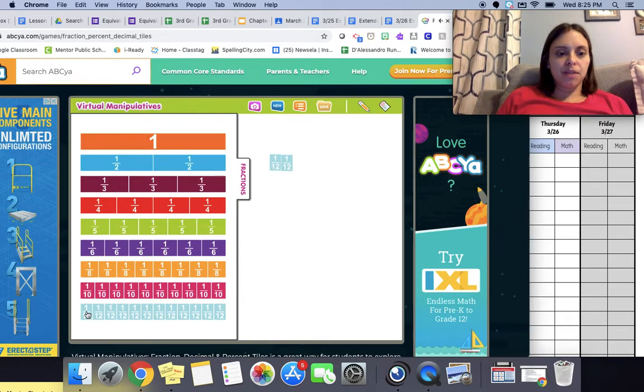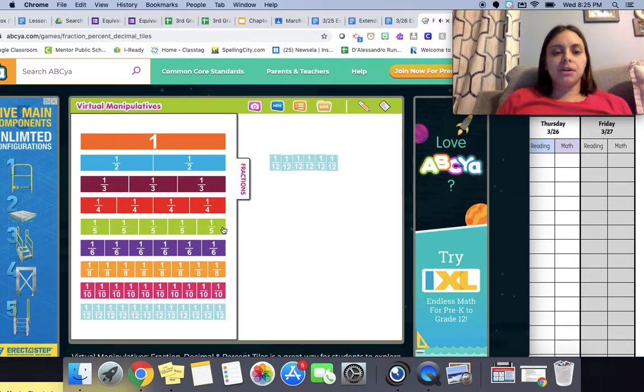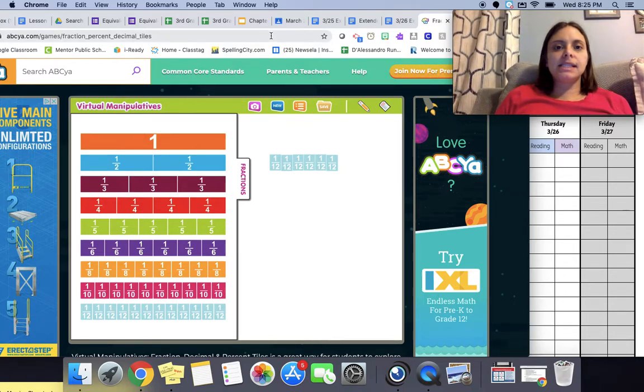I know that if you don't have a mouse and you're trying to use the touchpad on your Chromebook or whatever type of laptop you have, it might be a little tricky. So 1, 2, 3, 4, 5, 6. This is 6/12 right here. Okay. I need to figure out how many sixths are equivalent to 6/12.